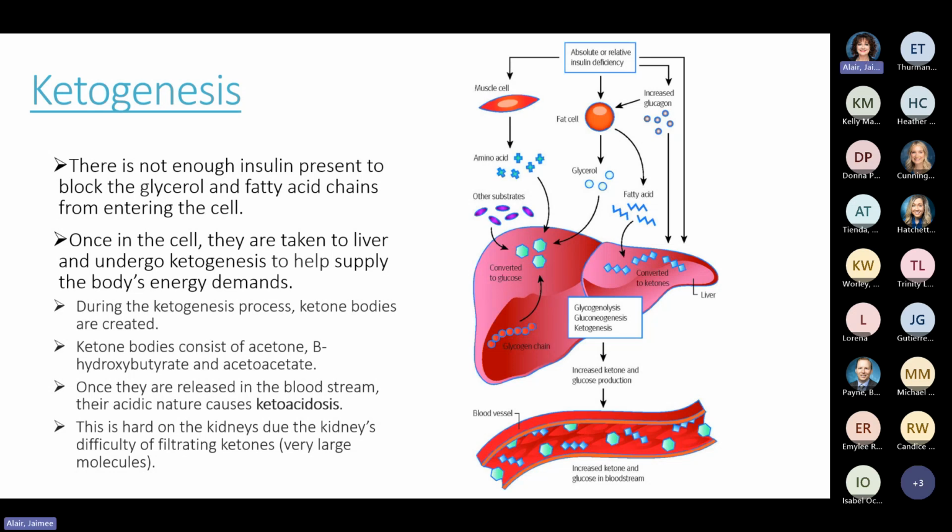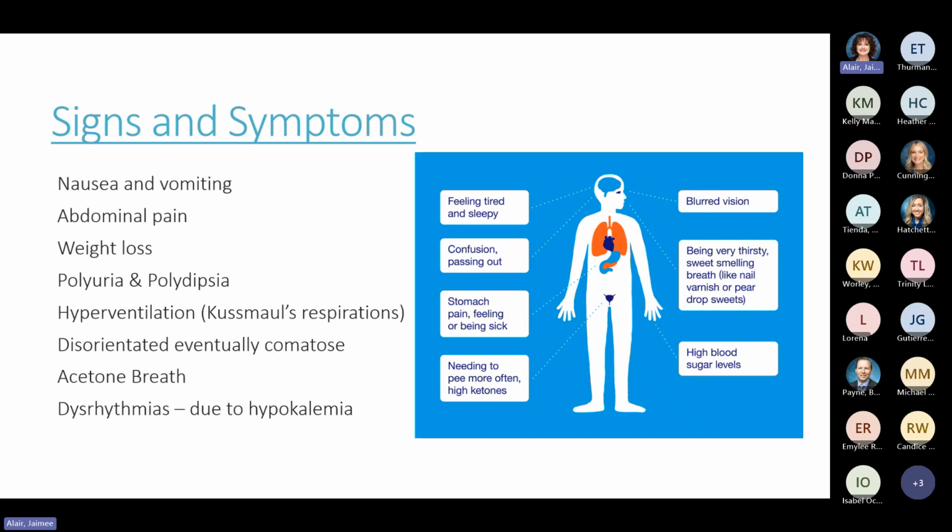This is one reason that monitoring the patient's kidney status is really important, because the more they go into DKA and the more that the body has to try to filter through the kidneys, there's a higher increased risk of kidney damage. Signs and symptoms in an adult are very similar: nausea, vomiting, abdominal pain, weight loss, polyuria, polydipsia, Kussmaul respirations, disorientation, acetone breath, and dysrhythmias.